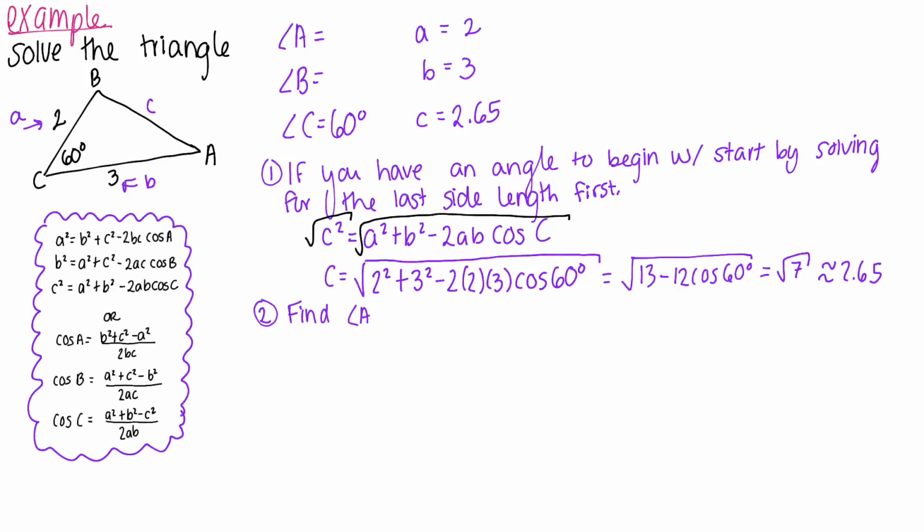Now, for solving for the side lengths, you're using these formulas. To solve for the angles, you're looking at these formulas. So, to solve for angle A, I want to use this formula. So I have cosine A is equal to B squared plus C squared minus A squared over 2BC.